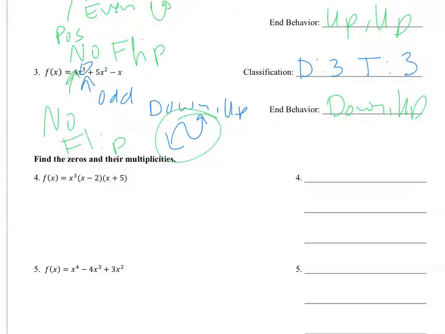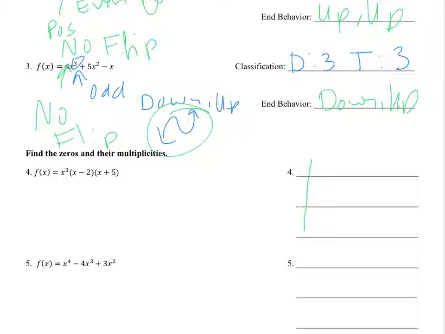Next, finding the zeros with their multiplicity. Oh, I can't move this. Please pay attention to that green line. So first, it's already factored for you. So x cubed would be equal to 0. x minus 2 is equal to 0. x plus 5 is equal to 0.